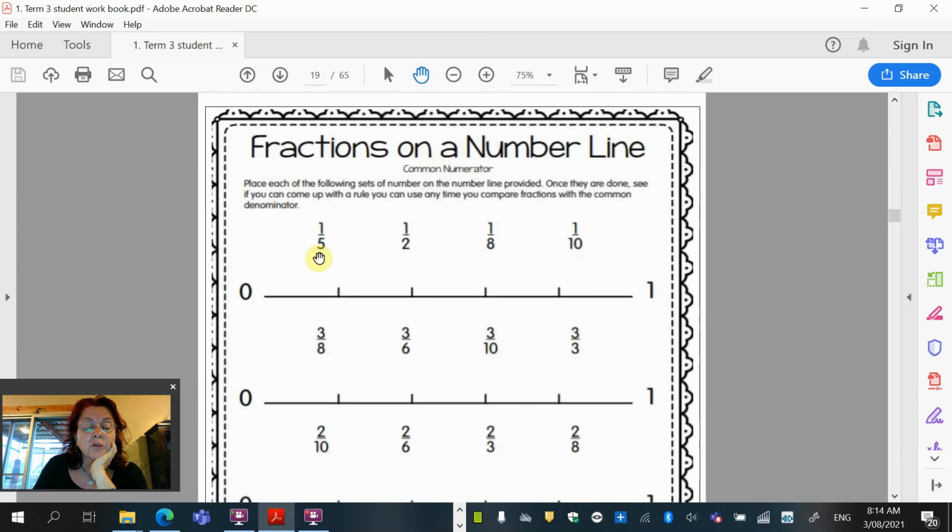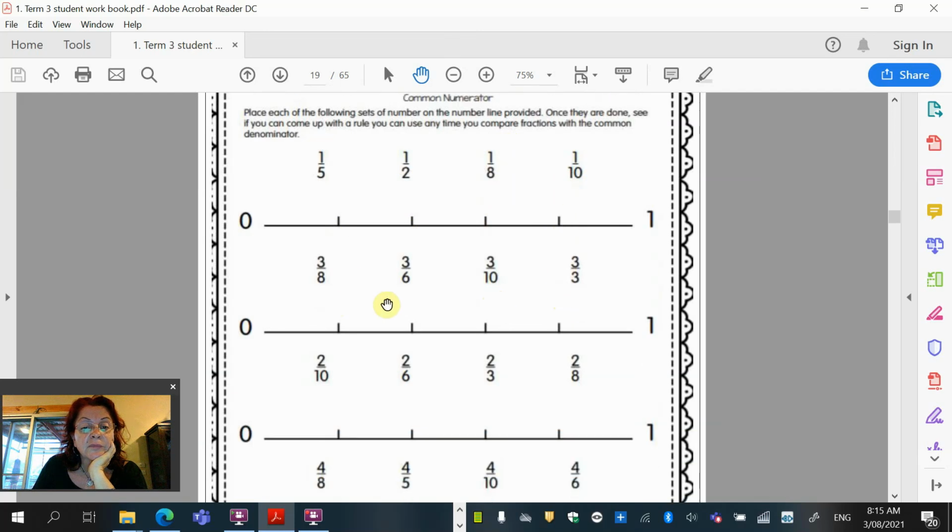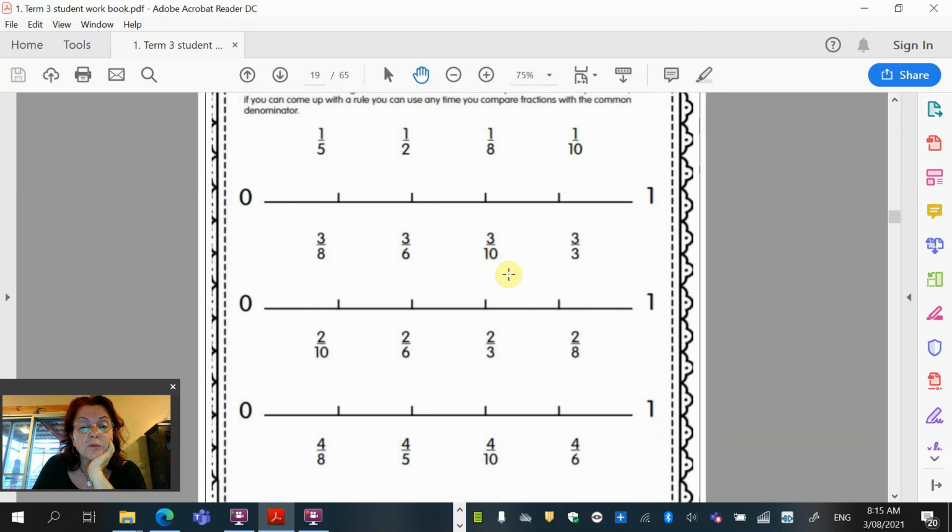Okay, so we've got 1/5, 1/2, 1/8, and 1/10. So the smallest one here is going to be 1/10 because that piece of pie has been split up into 10 pieces. So that one goes here. The next one is 1/8, which goes here. Then we've got 1/5 next, and then a half. And then the next one, you pause me and put that one in order.